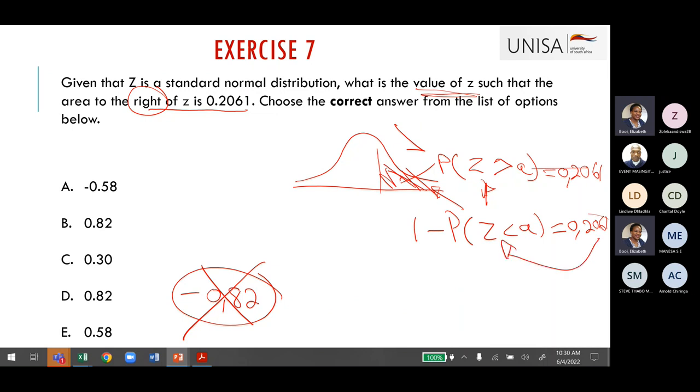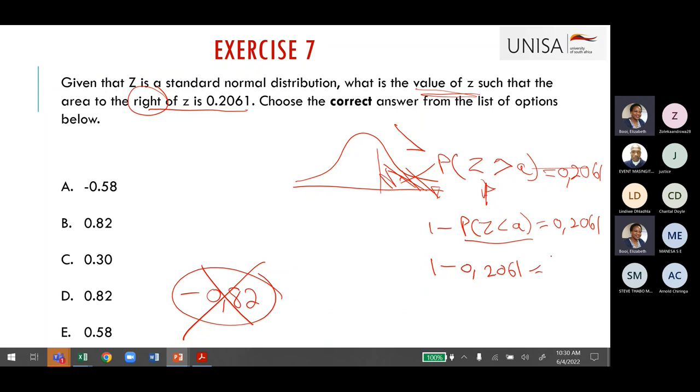What should be correct is, we need to go back one way. You need to substitute that into this. So we need to go find this value. We know that this, we found it by finding 1 minus 0, probability of Z less than A is equal to 0.2061. We found it by using that, and that is the value we found on the table. So in order for us to find this on the table, we're going to say 1 minus 0.2061 is equal to the probability of Z less than A, because that is the value we used on the table.